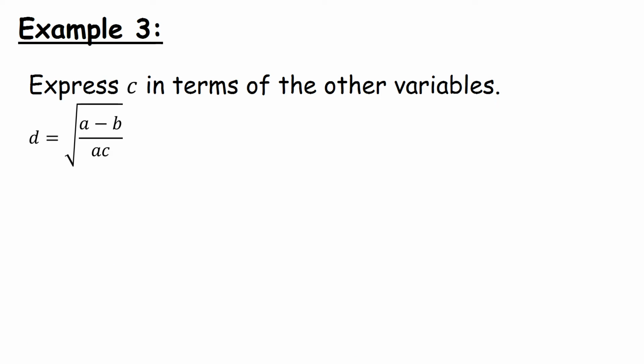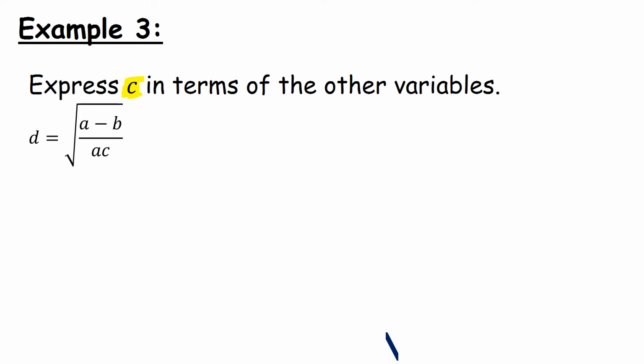So in this case, we want to express c. So I'm just going to highlight that here, just so we remember what we're looking for. So we want to get c in terms of the other variables. There's a good few other variables here. We have a, we have b, and we have d. So we want to get c on its own. Now straight away we can see that there's a square root. So that's the first thing we're going to have to deal with.